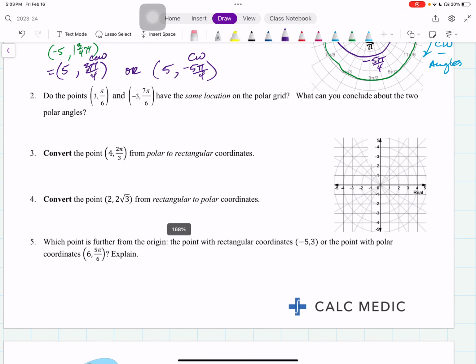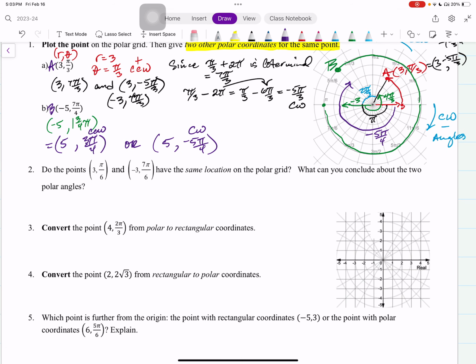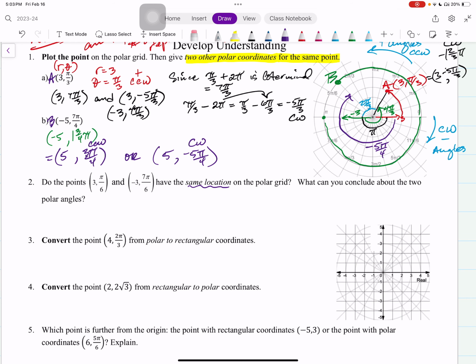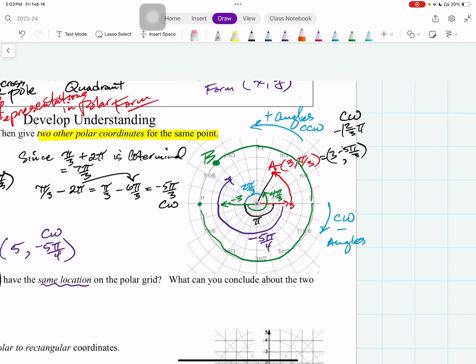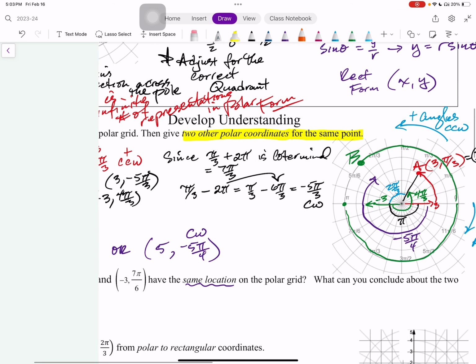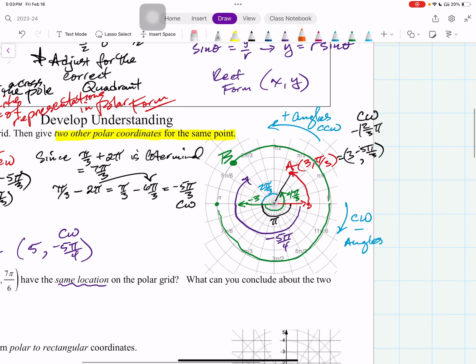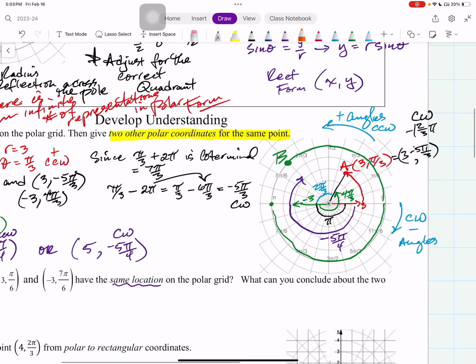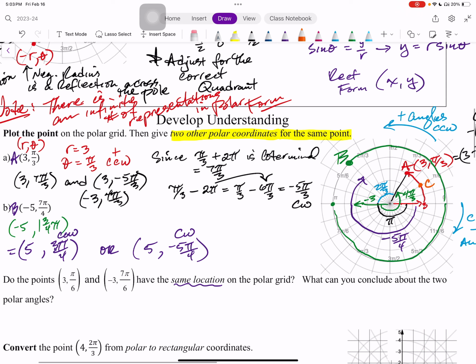Number two, do the points 3 comma pi/6 and negative 3 comma 7/6 pi have the same location? Well, why don't you plot them here? So 3 comma pi/6. If you go out to the third circle, 1, 2, 3, and then rotate pi/6. We'll call this point C.